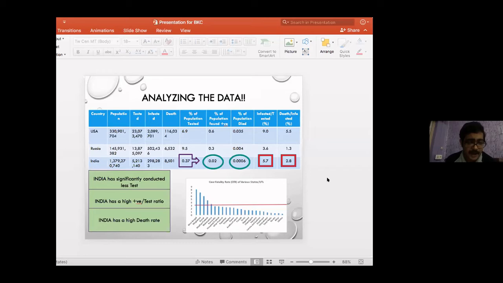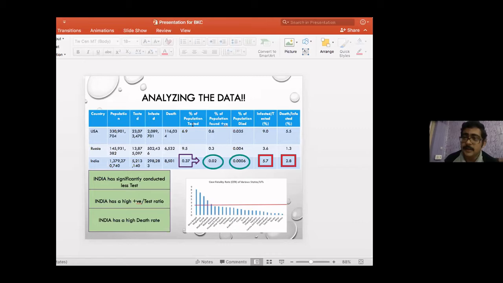And the red line marked here represents the national rate. So we can conclude that India has significantly conducted fewer tests, as you can see here. All these data reflect that 0.37% of the population has been tested till date, compared to the US, which has already tested around 7% of the population, and Russia, which has tested almost 10% of the population. Therefore, India has a very high positive to test ratio and a high death rate to be considered.